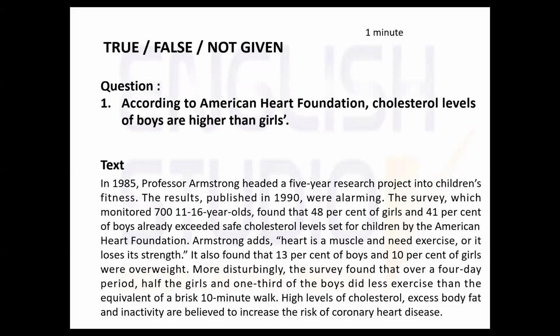Okay, good job. Actually, in the text there are words that refer to it. So let's look at this first. American Heart Foundation, you could find it here easily. The cholesterol levels of boys are higher than girls. The key point is: are boys higher than girls or not? Your answer is right. This is not given.